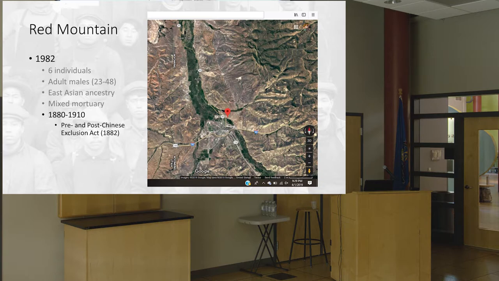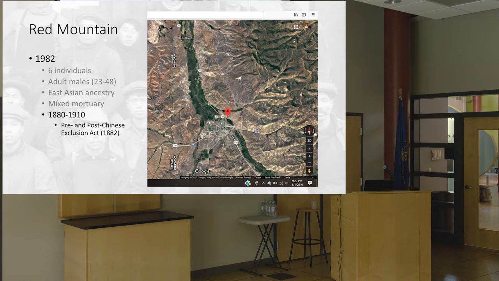And in 1880 to 1910, one of the things that we need to note is the Chinese Exclusion Act was enacted in 1882, which prevented Chinese individuals from coming into the U.S. So some of these individuals were interred prior to that and some after. So this can influence our interpretation of mobility, right? Were these people here, were they the children of the miners who came over for the gold rush? Or were these individuals here already?